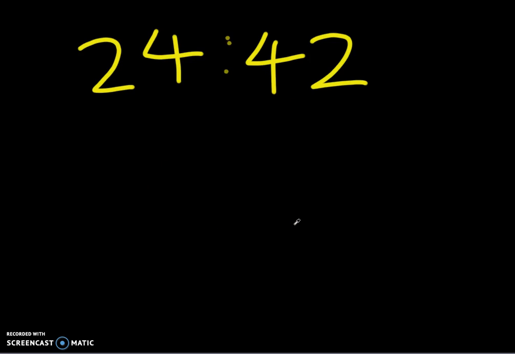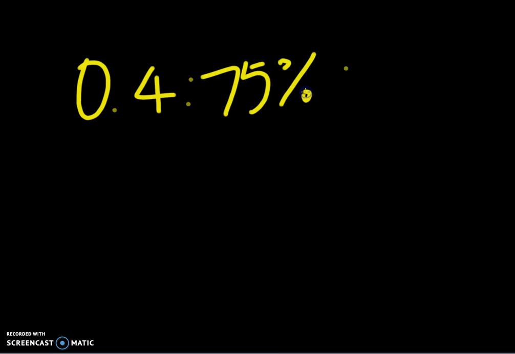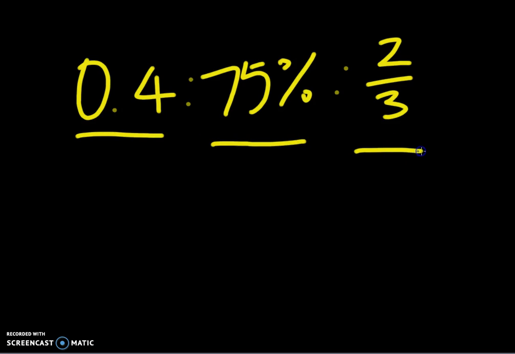If we have a triple ratio and all of it is using different metric values, so you can have 0.4, 75%, and 2 over 3. How are we going to simplify this? This is quite tough because this is in a decimal, this is in a percentage, and this is in a fraction. And we want to bring it all to the same value over here. So let's try it out.